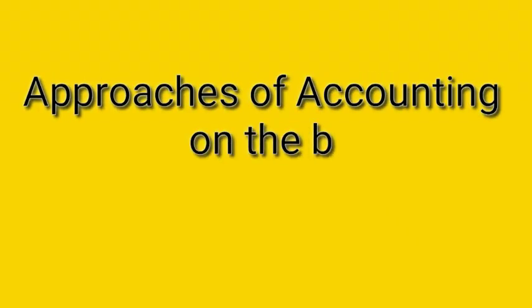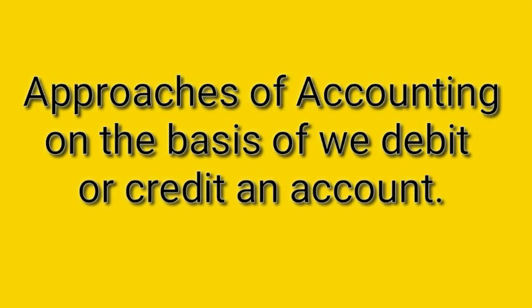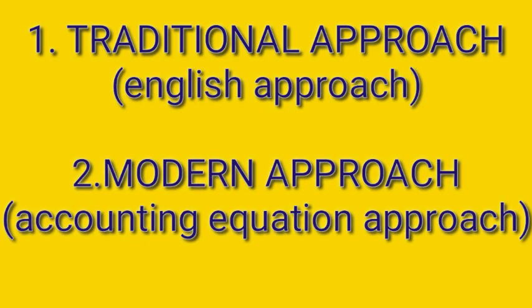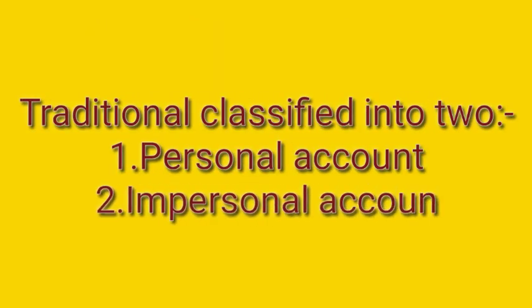There are two approaches on the basis of which we decide which side is to be credited and which side is to be debited. Accounts can be classified in two ways. The first one is the traditional approach and the other one is the modern approach. Traditional approach is also called English approach and modern approach is also called accounting equation approach. So let us start with the first one, the traditional approach.